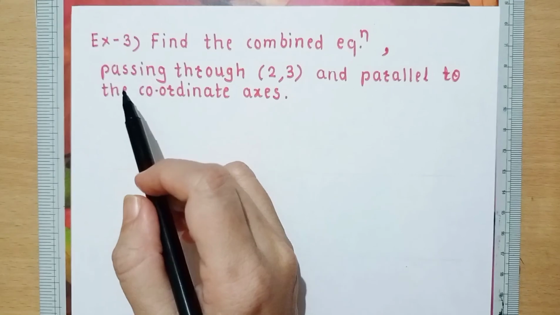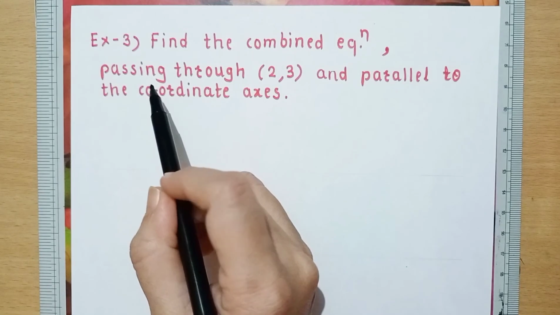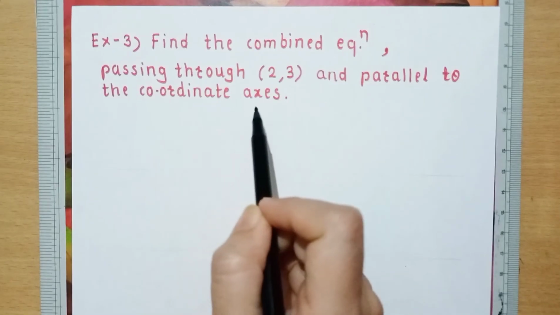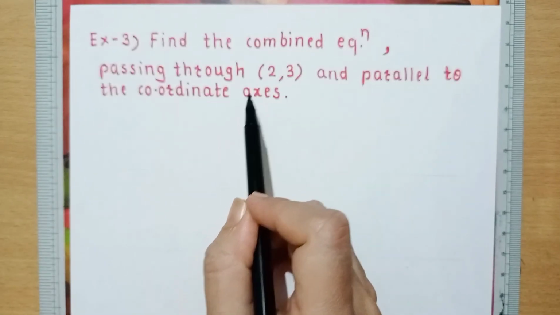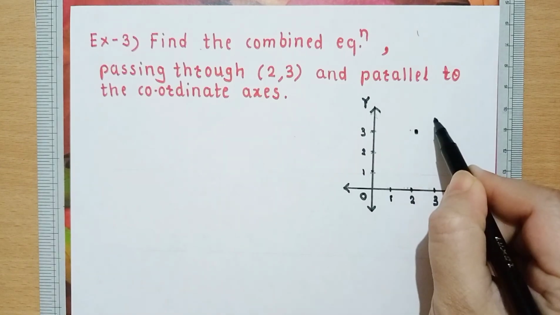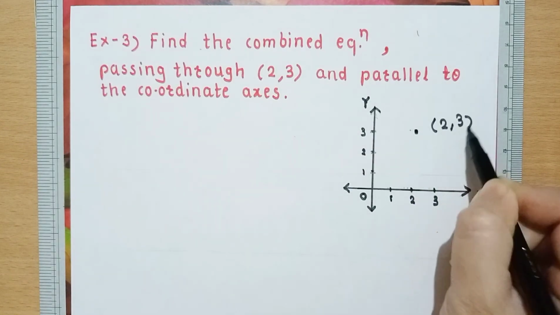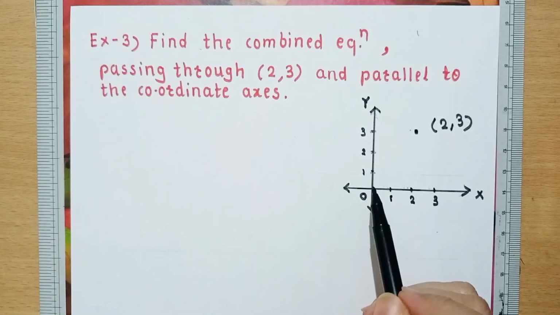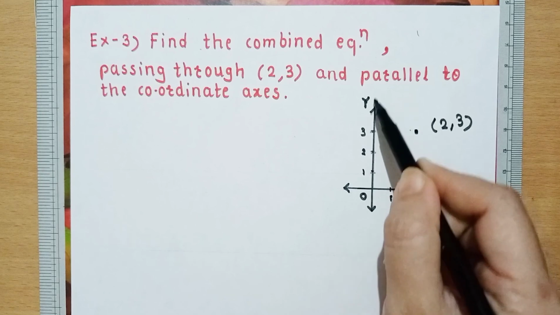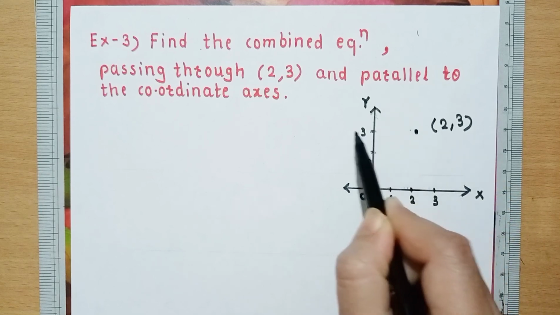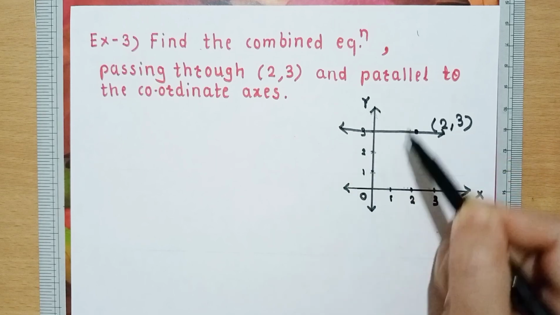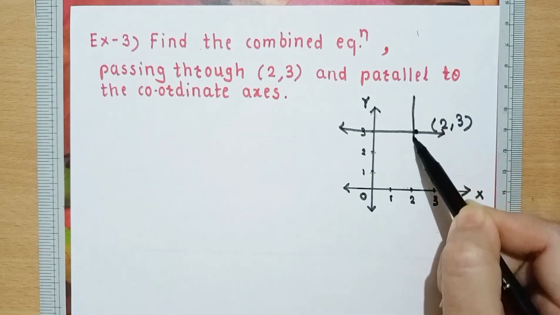This is our third example. Find the combined equation of lines passing through the point (2, 3) and parallel to the coordinate axes. First we will see the graph of this. This is our point (2, 3), and the two required lines are passing through this point and are parallel to the coordinate axes. That means this line is parallel to the x axis and this line is parallel to the y axis.